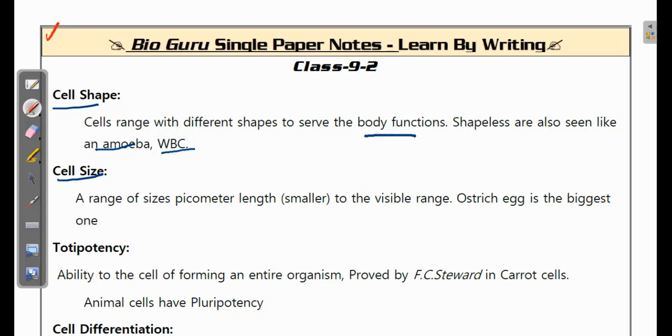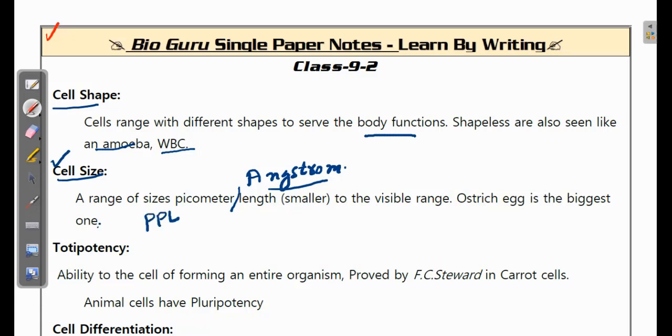Next is the cell size. The cell size is also one of the diverse factors. You can see the units that we have learned in the previous lecture. The picometer or the angstroms are the smallest units. So these units are used to define the specific range of cell, and we believe that the ostrich egg is one of the biggest ones, and the smallest ones are PPLO.